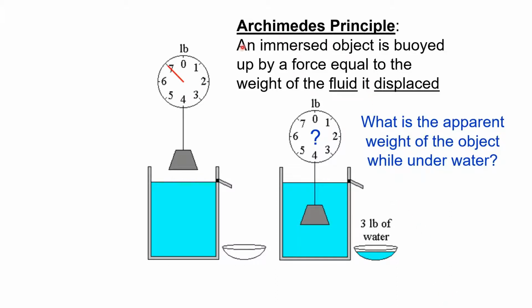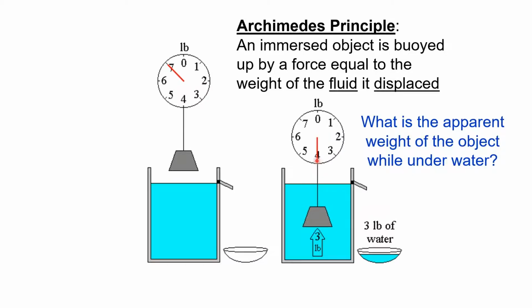Well, let's go through Archimedes' principle. So the buoyant force, or buoyed up by a force, is equal to the weight of the fluid it displaced. So the weight of the fluid it displaced is 3 pounds. So that means there should be 3 pounds of buoyant force pushing up. If there's 3 pounds supporting a 7-pound object, then we should be left with 4 pounds as what we call the apparent weight, meaning it appears to weigh less than it actually does. That's Archimedes' principle in action.